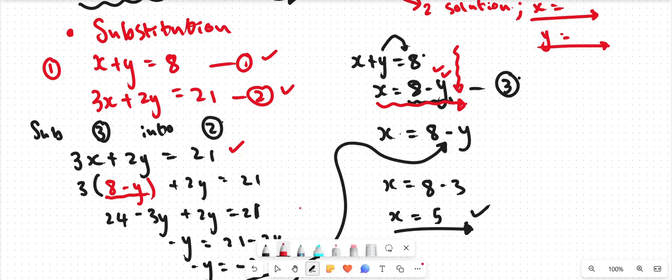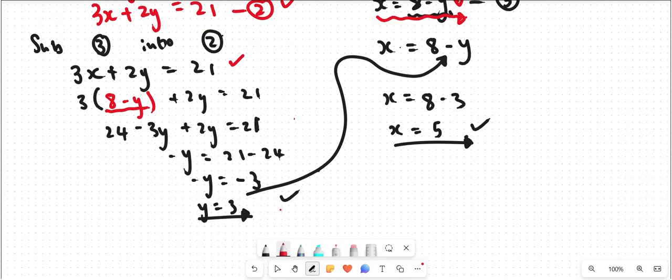Once I solve that, I should get one value for y. Now that I've gotten that value of y, I take it back into equation 3 because it's much easier to work with, and I solve for the value of x, and there we go. That is basically how you do it. Let's apply it again onto another question.